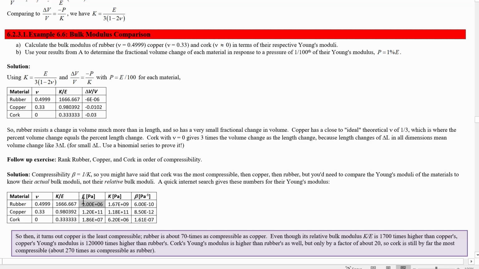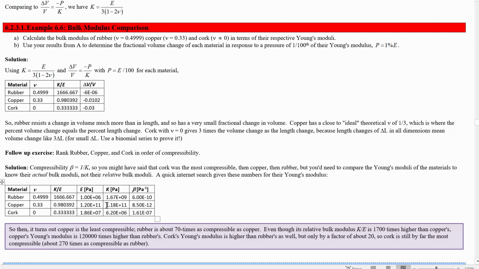The Young's modulus of rubber is 1,000,000 pascals, that is 1 megapascal, whereas the Young's modulus of copper is 120 gigapascals. So it's way higher, 120,000 times higher than rubber's Young's modulus. So even though this fractional volume change is very low compared to copper, like 6 parts per million instead of 1 part per 100, the vast difference in the elasticity of rubber compared to copper means that rubber is actually a fair bit more compressible than copper is.